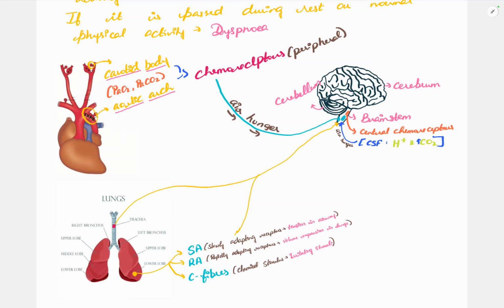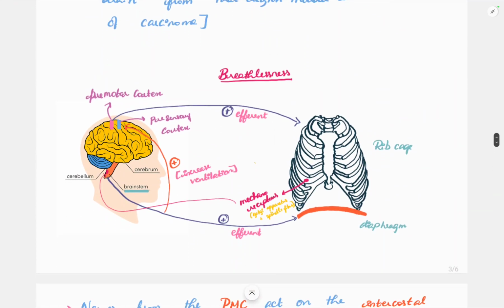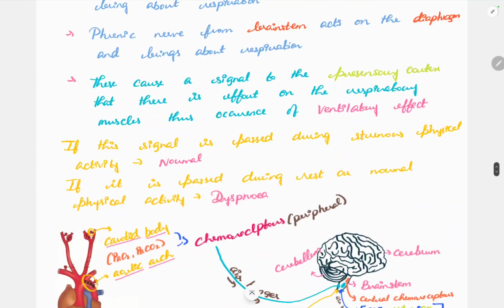Coming to the peripheral chemoreceptors, they are located in the carotid body and the aortic arch. They sense predominantly oxygen and carbon dioxide, and send signals to the brainstem telling that there is a respiratory effort. Apart from this, there are the mechanoreceptors in the intercostal muscles, the Golgi tendon organs and spindle fibers. If there's any kind of expansion or effort, they again send signals to the brainstem telling that there is a respiratory effort.